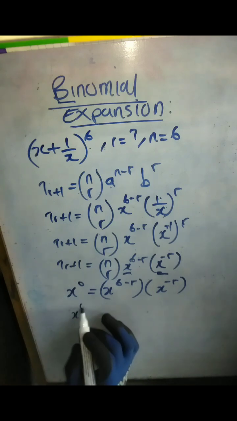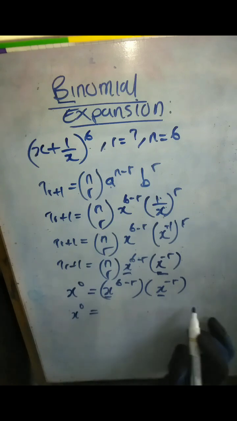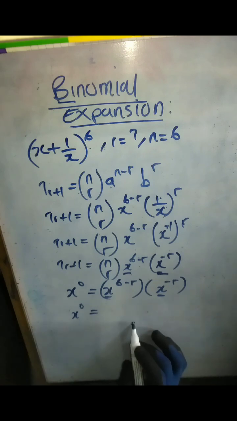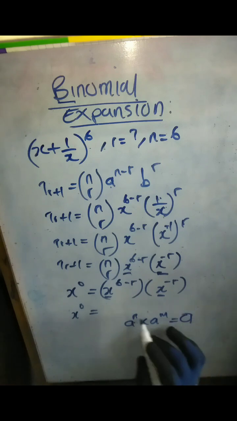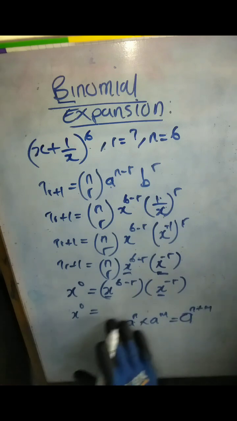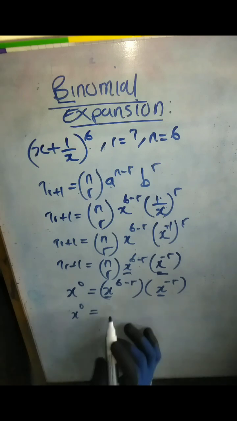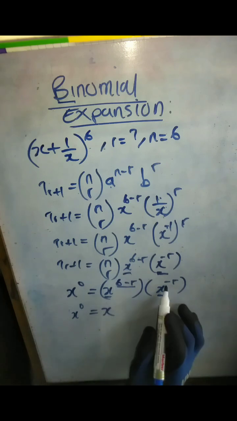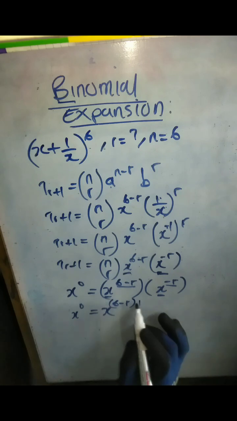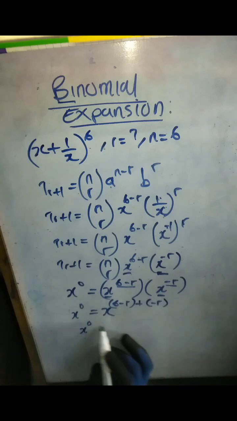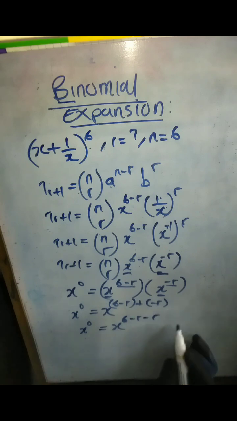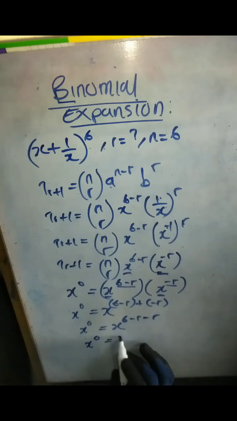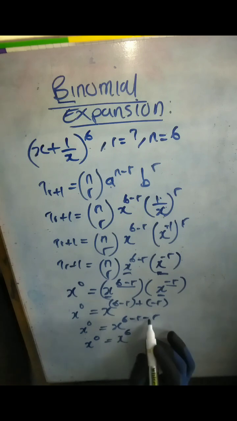Then we have x to the power 0 equals, when the bases are the same, according to the laws of indices, if you have a^n times a^m, you add the powers, n plus m. That's the concept we're going to use here. So let's add these powers: 6 minus r, plus negative r. So x to the power 0 equals x to the power 6 minus r, then positive times negative is negative r.